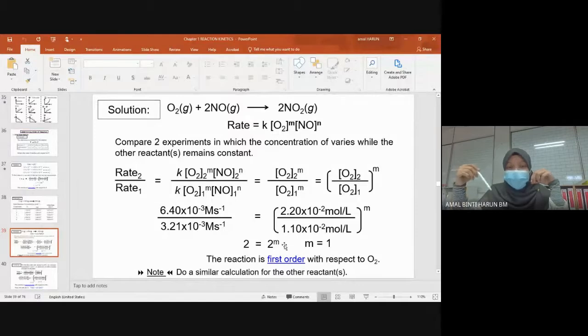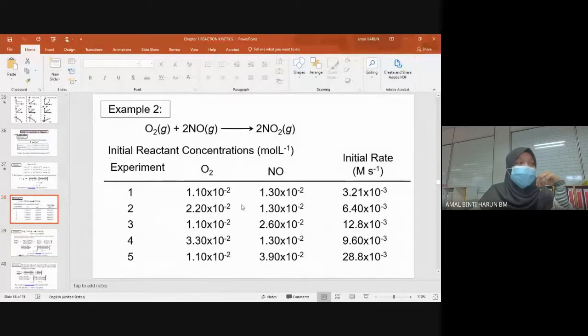Now we know the order with respect to oxygen is 1. Now repeat the same process for nitrogen monoxide. Let's look at our experimental data. We look for two experiments where we can cancel something. Earlier, the NO was the same; now we want to find the same oxygen so we can cancel it. We find that experiments 1 and 3 are the same. You can choose the set of experiments 1 and 3, or 1 and 5, or 3 and 5. In this case, we choose 1 and 3, for example.